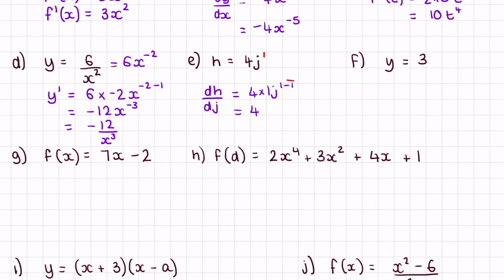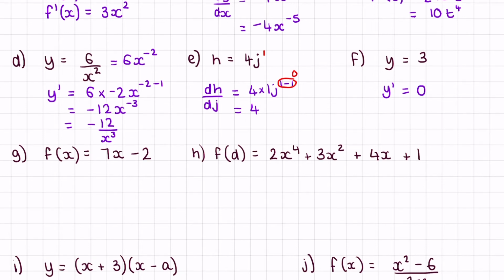So this here ends up being to the power of 0, and anything to the power of 0 is just 1. If we have y equals 3, in this equation I'm just going to do y dash because it's quicker. Now there is no variable, we've just got a 3. In this case, the derivative of just a number on its own with no variable is always 0.